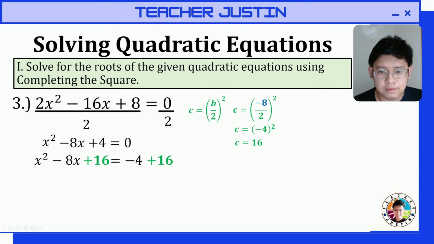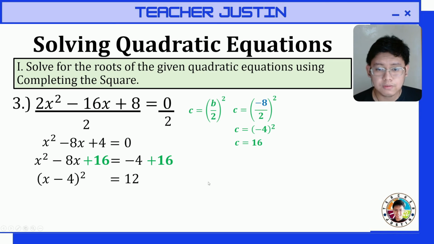So we will have x squared minus 8x plus 16. That is a perfect square trinomial. And we have negative 4 plus 16 on the other side of the equation, so that our equation is balanced. Now, let's factor the perfect square trinomial on the left side of the equation. Its factor will be the square of x minus 4, and it is equal to positive 12.